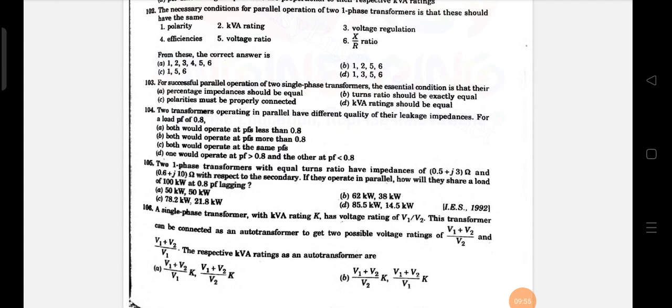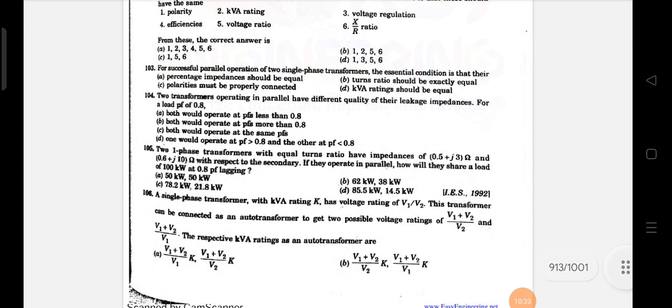Next question. Two single phase transformers with equal turns ratio have impedance 0.5 plus j3 ohm and 0.6 plus j10 ohm with respect to the secondary. If they operate in parallel, how will they share a load of 100 kilowatts at 0.8 power factor lagging? Okay, this is somewhat lengthy problem, right?